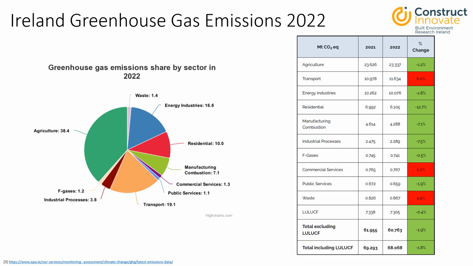Decreased emissions in 2022 compared to 2021 were observed in the largest sectors except for transport, waste, and commercial services. These three sectors show an increase in emissions of up to 6%, which are highlighted in red in the emissions change 2021-2022 table here in this figure.